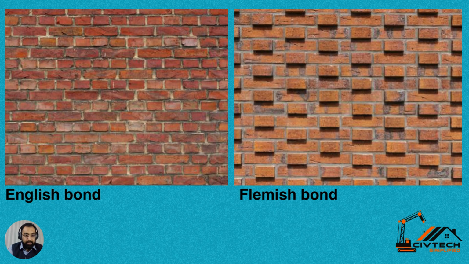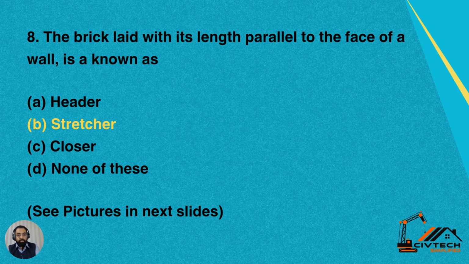If you see here in English bond, there is a layer of stretchers and then headers at the top, and then stretchers and header. And on the Flemish bond, one brick is laid in stretcher and the other in header, and alternatively similar. These are the differences between English and Flemish bonds. We will discuss them in the next slides as well.